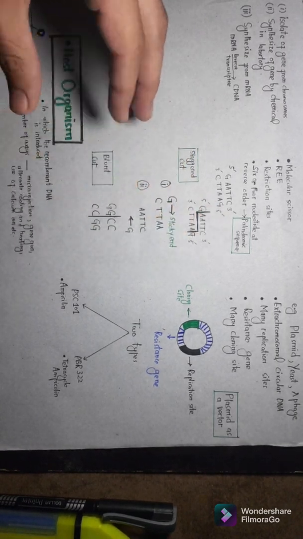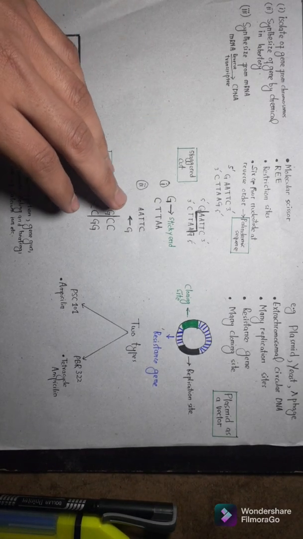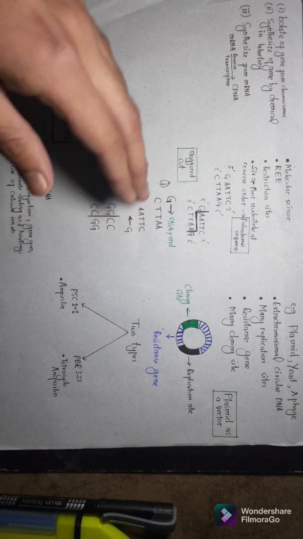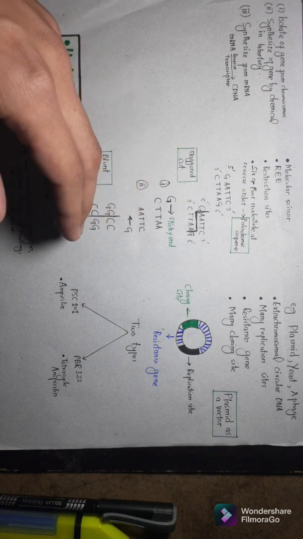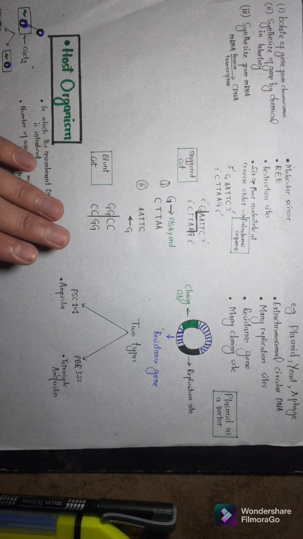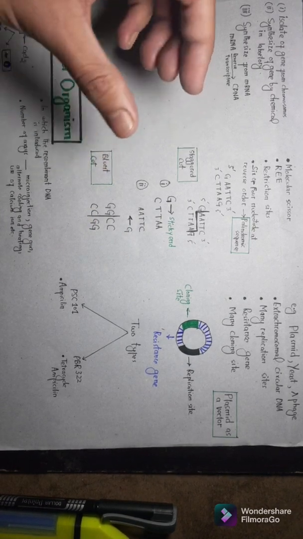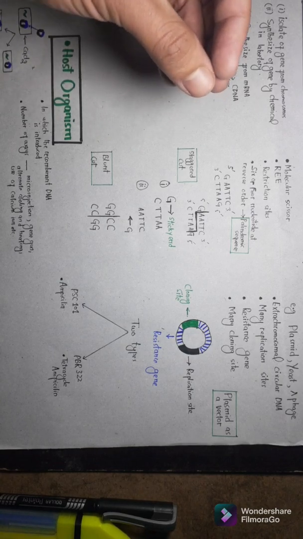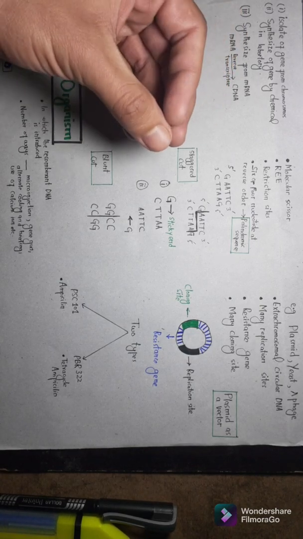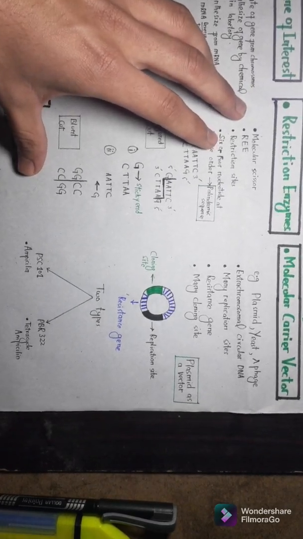Okay, we have two types of cut: the staggered cut and the blunt cut. The nucleotides which are attached to the cut end are known as the sticky end. So we have the staggered cut and the blunt cut, but all these cuts take place through an enzyme which is known as restriction endonuclease.